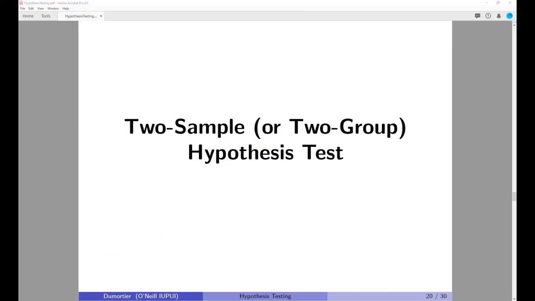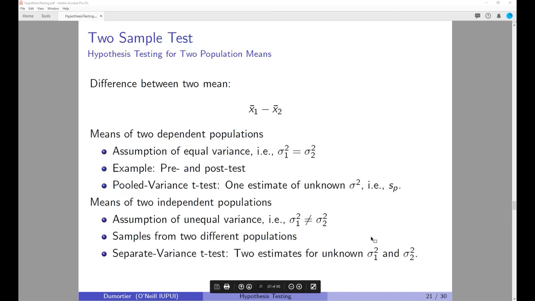Now, in this part of the lecture, we are going to look at two sample or two group hypothesis tests. Basically, what it is the following. Suppose you have two samples and you would like to know whether those samples are similar or different. In order to find out whether those samples are different or similar, you have to do a two-group hypothesis test. In this lecture, we are just going to focus on the means of the difference.